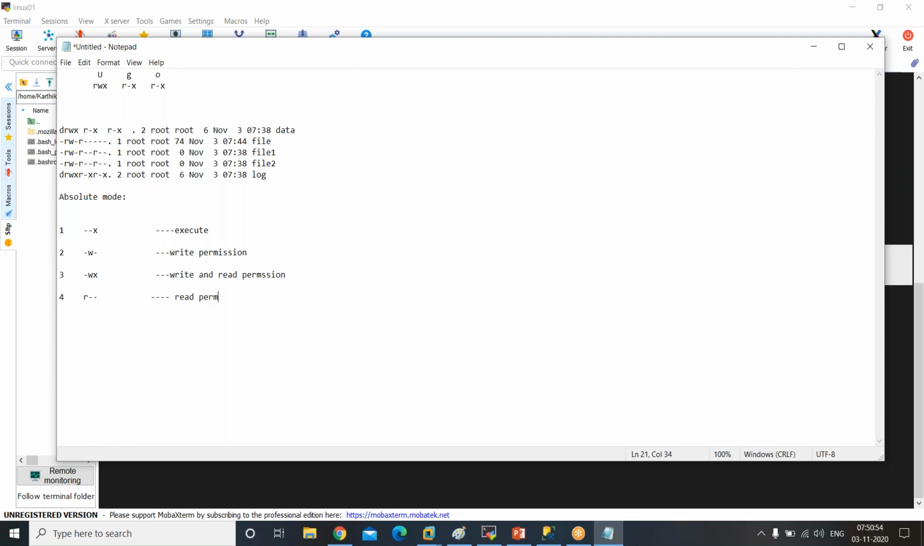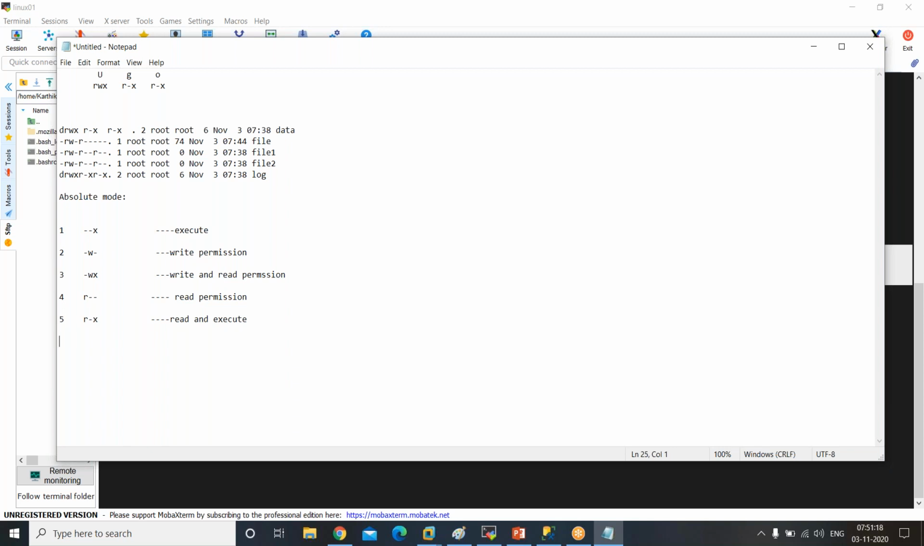Read permission. Right. 5. 5 is equivalent to, see, 4 plus 1 equal to 5. 4 plus 1. Individual ones you have to combine. 4 hyphen x. What can you do with the 5? You can read and execute. Read and execute. I'm going to show all of this with the commands.